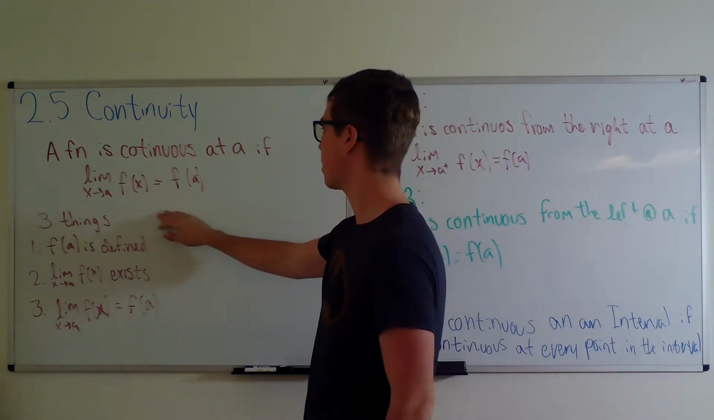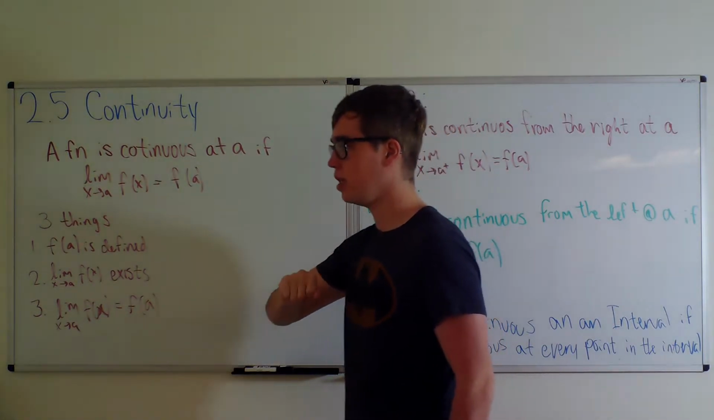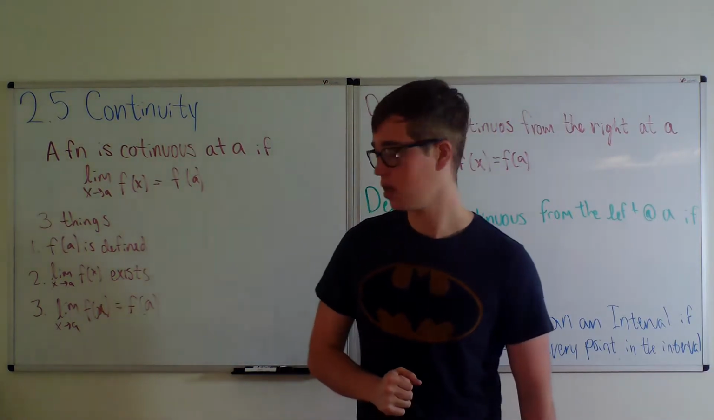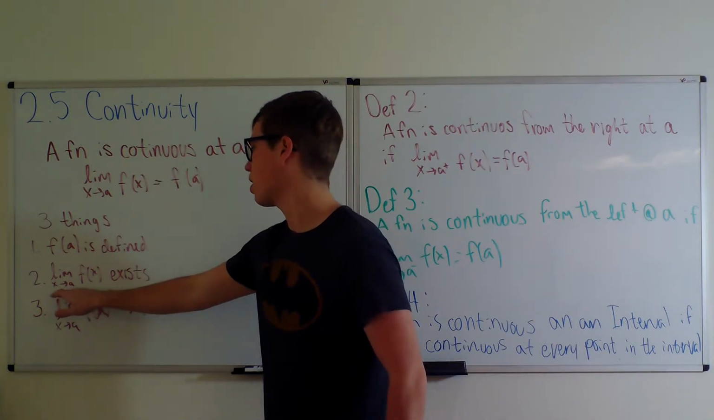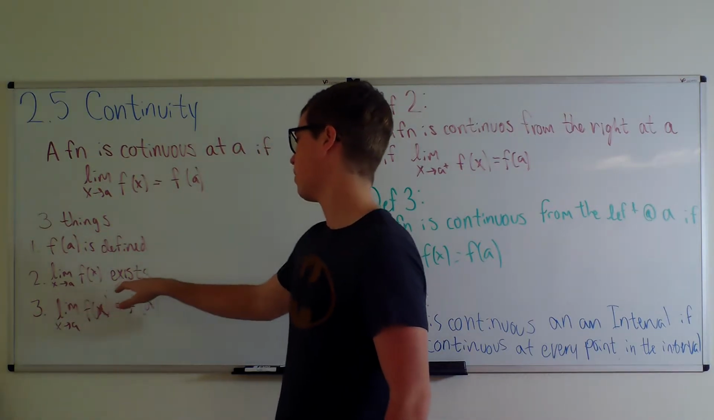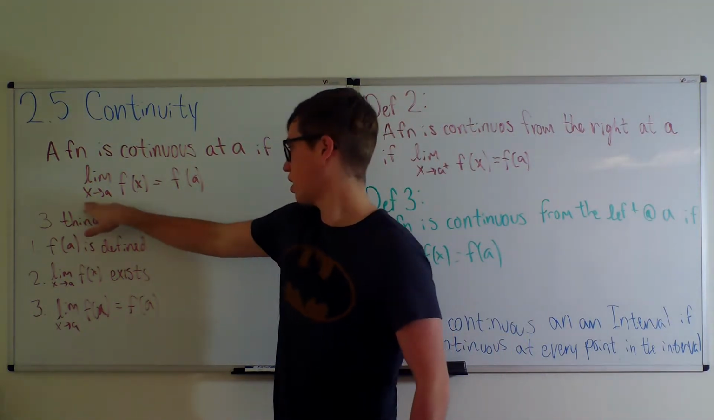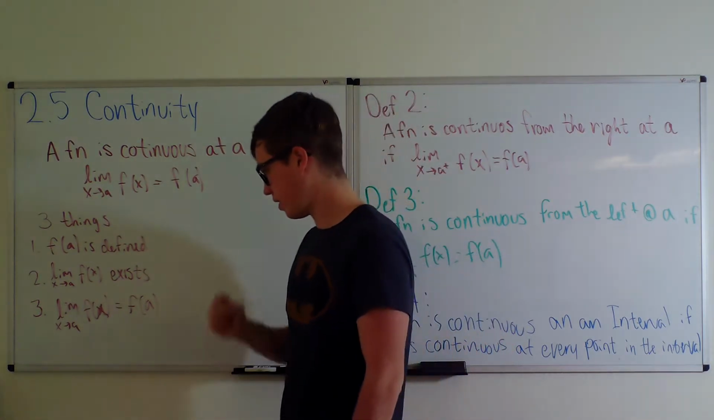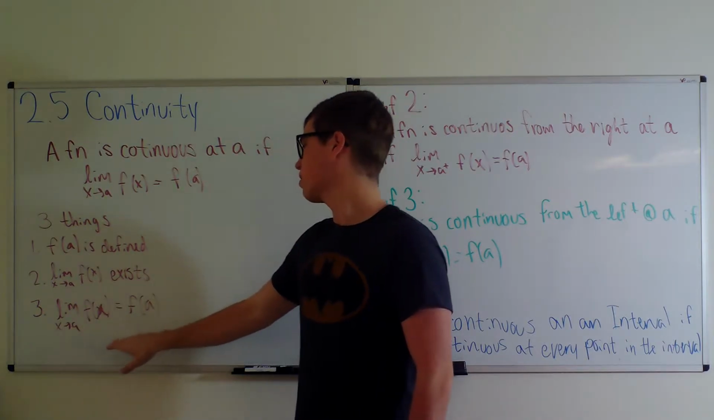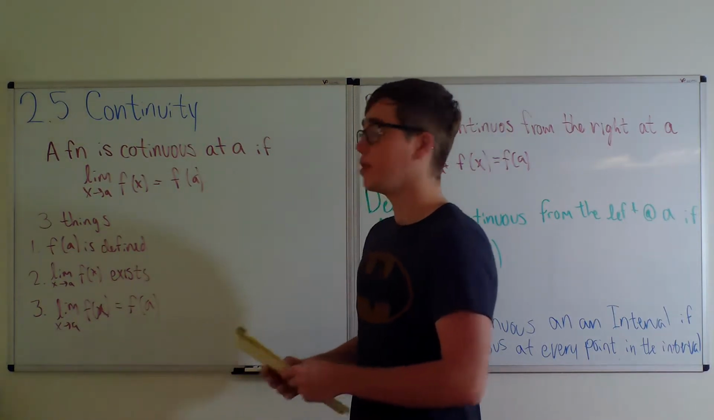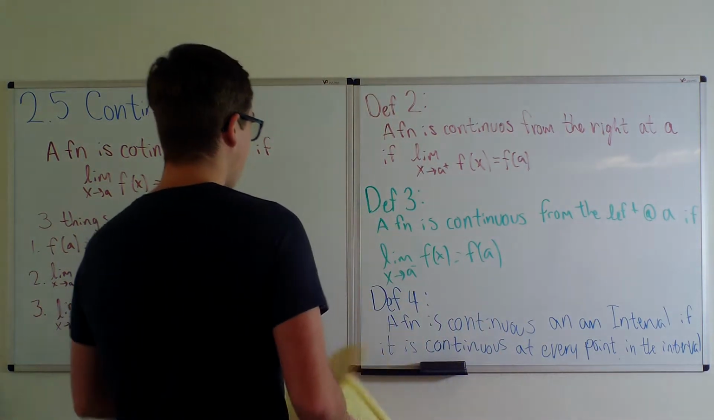So what are the three things that this definition requires? First, it requires that f of a be defined. So f of a equals something. Then it also requires that the limit as x approaches a of f of x must exist. So this has to be a real thing. And then the last thing is what the definition says: the limit as x approaches a of f of x is equal to f of a. So that is how you know a function is continuous at a single point.